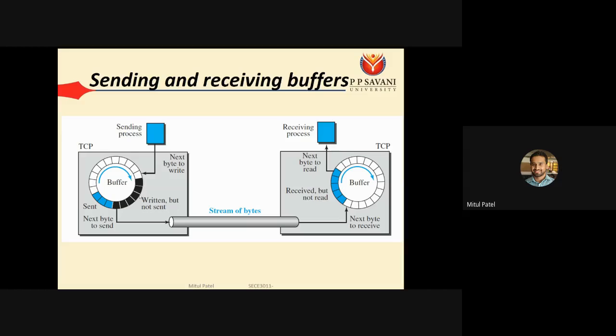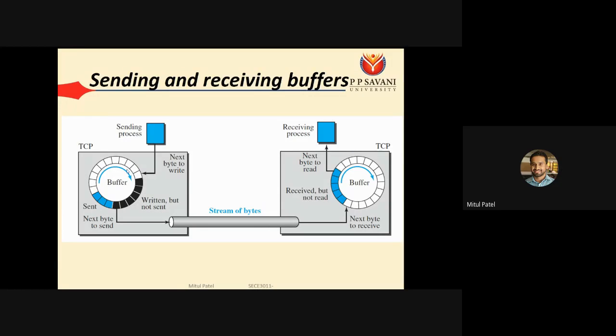And the black indicates the bytes that are stored in the buffer, but not sent yet. So the sending process has stored these bytes but has not yet sent them. This is indicated by the black color. So we go from the white color to the black color, and from the black color to the blue color, like that.